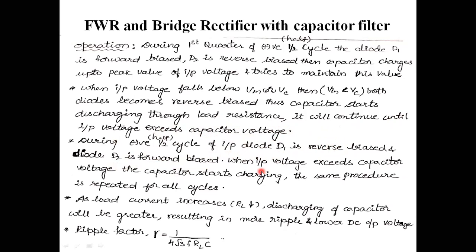When in this condition, the input voltage Vn exceeds the capacitor voltage, then conduction takes place again, and the capacitor starts charging again. The same procedure repeats for all the cycles.